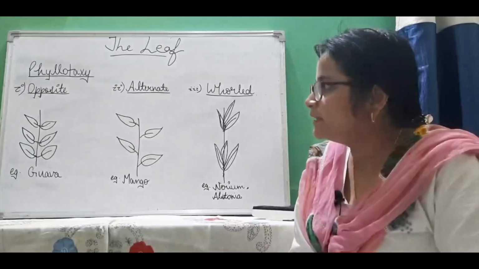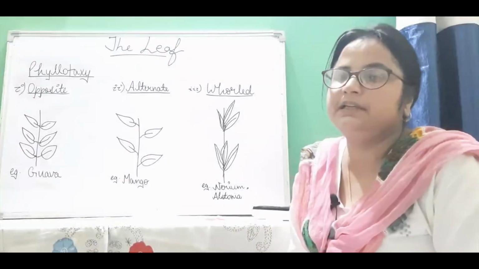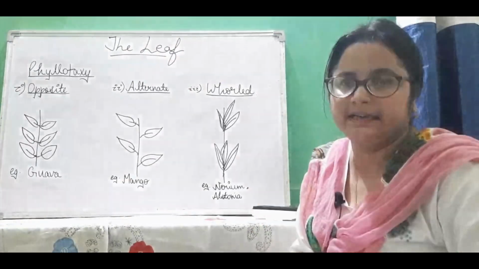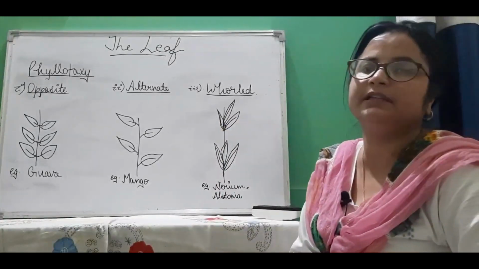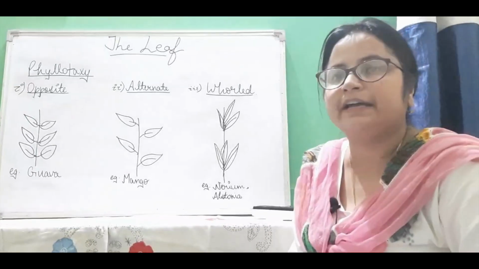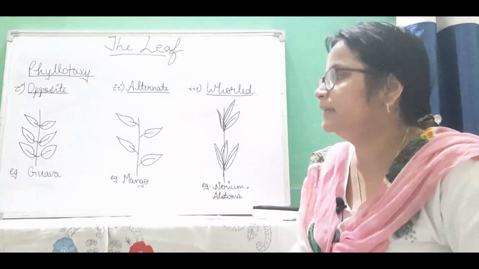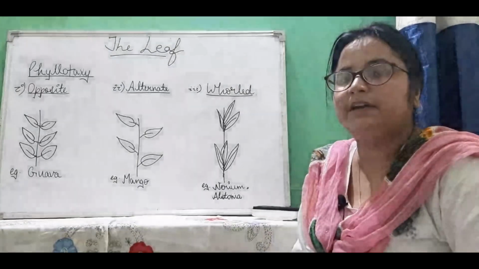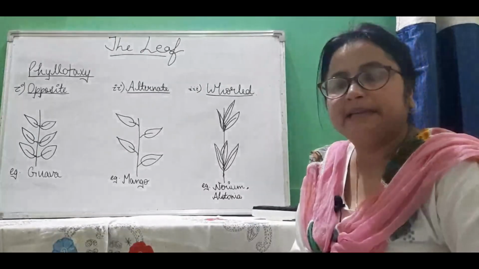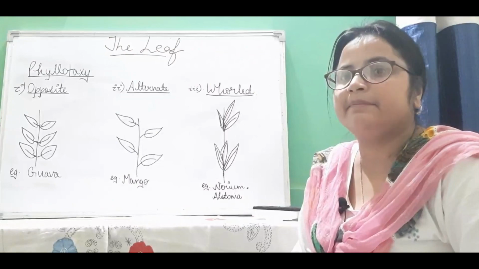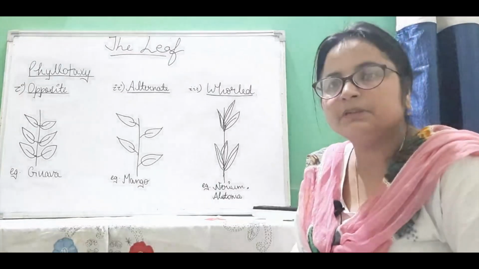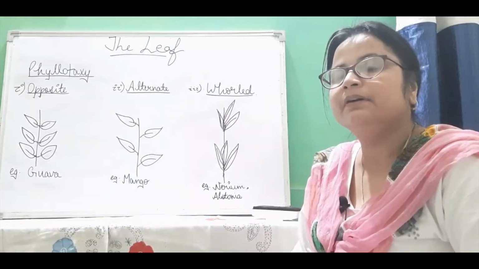So leaves are also arranged on the stem in a particular manner. This manner of arrangement of leaves on the stem is known as phyllotaxy. Again I am saying the definition of phyllotaxy: the arrangement of leaves on the stem, which are attached to the nodes, is known as phyllotaxy.